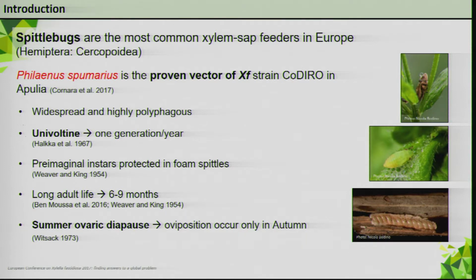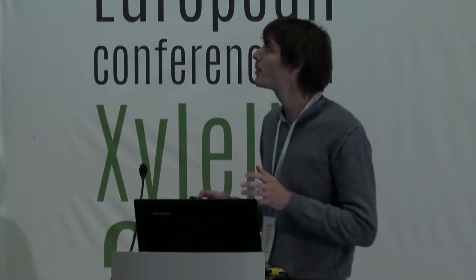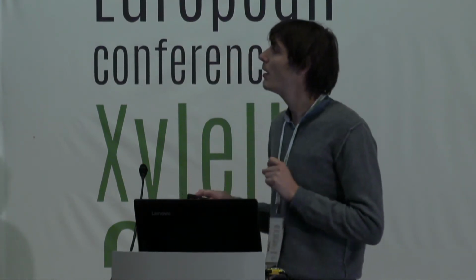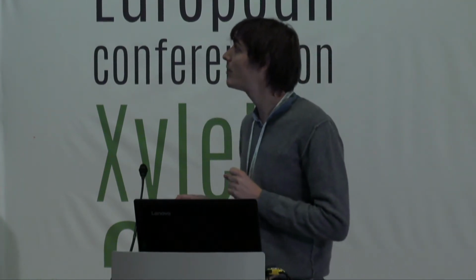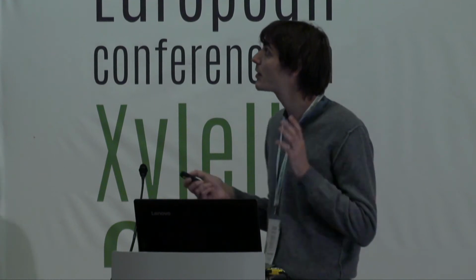It is an insect species very widespread and highly, or even extremely, polyphagous. It presents only one generation per year, and its pre-imaginal instars live protected in a foam spittle that they produce, while the adults are characterized by a long life and a summer ovarian diapause, with ovipositions that occur only in autumn, at least in Mediterranean conditions.